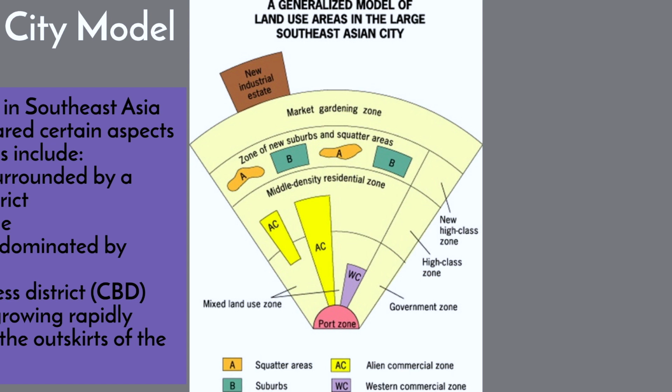Moving out from it, we have the Western commercial zone where trade happens. And then we have alien commercial zones, which are typically Chinese traders. You also see that there are mixes of suburbs and squatter settlements as you move out. And this is also the only city model that includes a market gardening zone. And then on the outside are the factories.